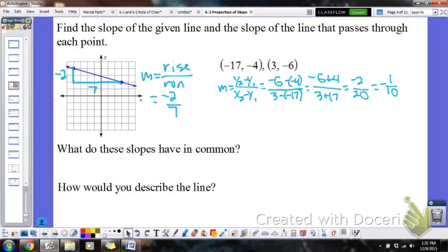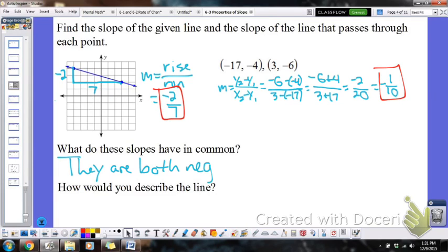So let's go ahead and take a look at these questions. The first question says, what do these slopes have in common? So look at each of these slopes and see what they have in common. If you take a look, you're going to notice that both of these slopes, the negative 2 over 7 and the negative 1/10, are both negative. So the thing they have in common is that they are both negative slopes.